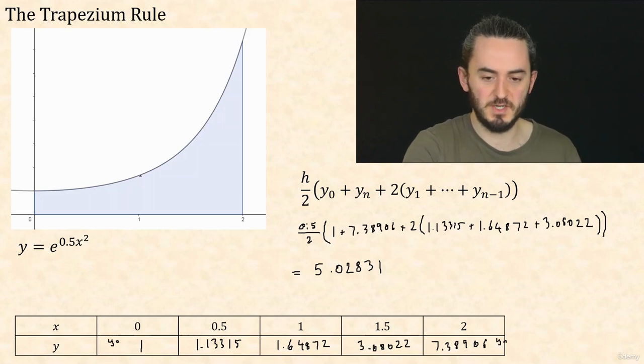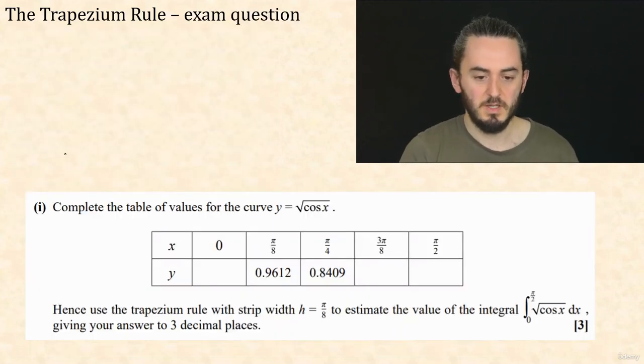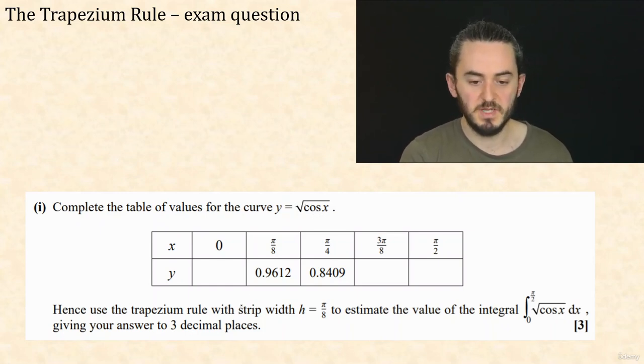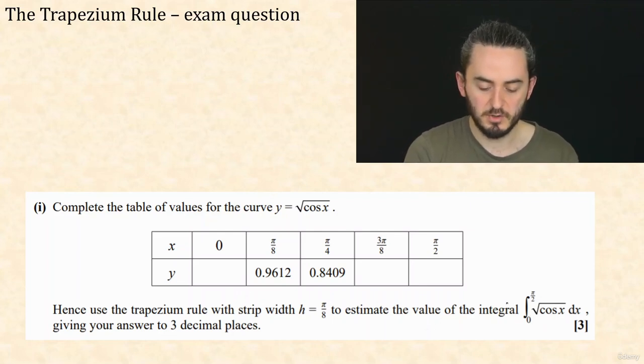Okay, let's have a look at another example. Complete the table of values for the curve y equals the square root of cos x, and hence use the trapezium rule with a strip of h equals pi over 8 to estimate the value of that integral. Okay, so we can use our table function, or we can just go for it. Well, cos of 0 is 1 and the square root of 1 is 1, so that one's fairly easy.